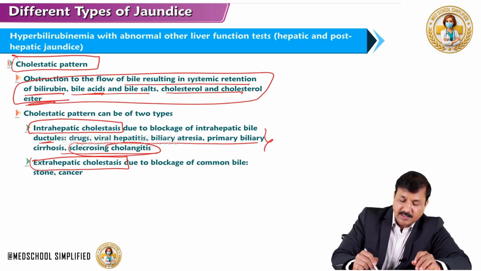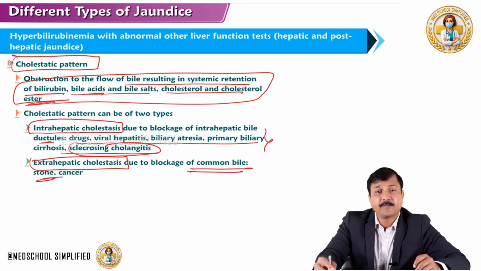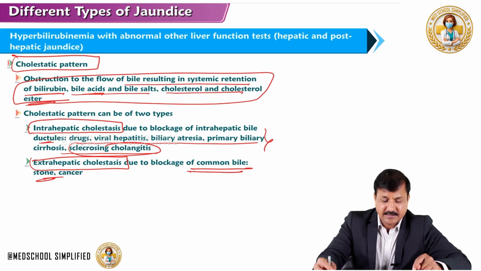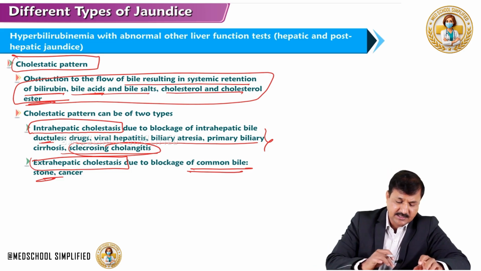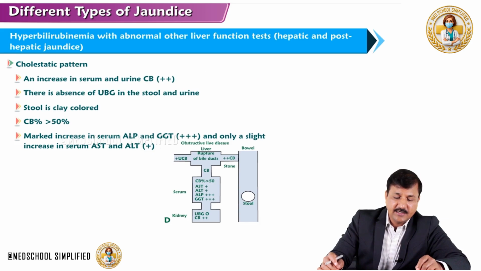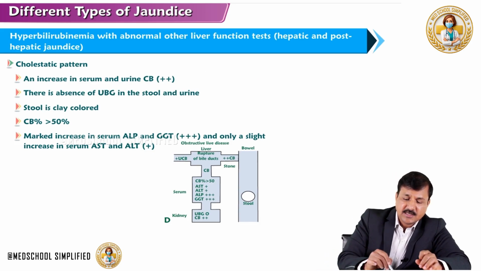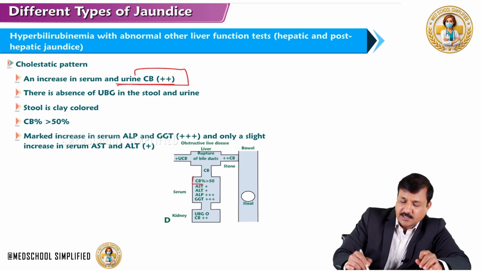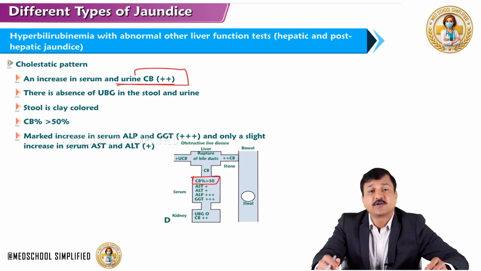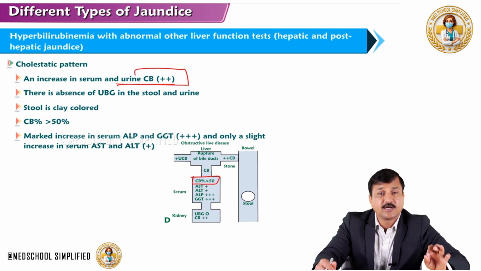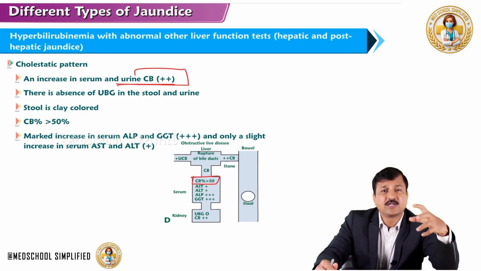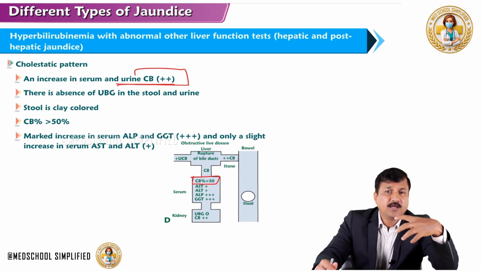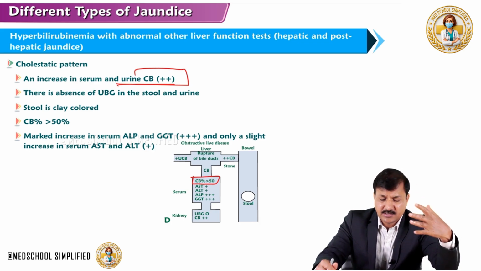obstruction. Extrahepatic cholestasis, a common cause for that is a stone in the common bile duct or pancreatic cancer in the head of the pancreas. It may lead to extrahepatic cholestasis. Whether it is intrahepatic or extrahepatic cholestasis, there will be a rise in the serum and urine bilirubin level, because more than 50% of the total serum bilirubin is conjugated bilirubin. So it is a predominant conjugated hyperbilirubinemia. Cholestatic pattern is conjugated hyperbilirubinemia more than the unconjugated form.